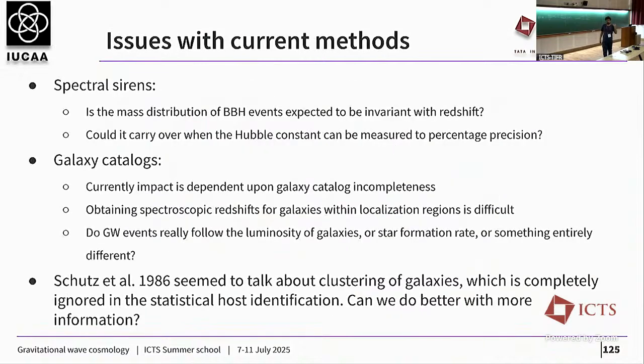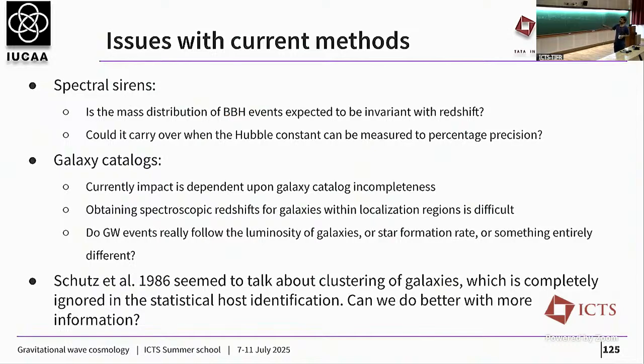Okay, so now that we have touched upon all of this, let me tell you the current issues with these current methods that are there. I've already alluded to it, but I wanted to put it on one of these slides. So you look at the spectral siren method, which is the invariance of the mass distribution, which will then tell you the redshifts of this event.